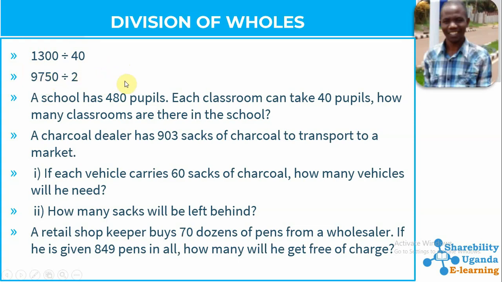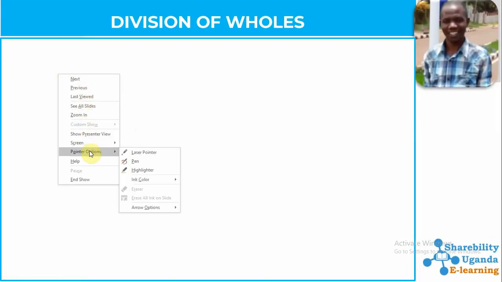So let's get started. Our first question is 1,300 divided by 40. We looked at how we can use different methods to solve such numbers. So we have 1,300 divided by 40. So that is our number.